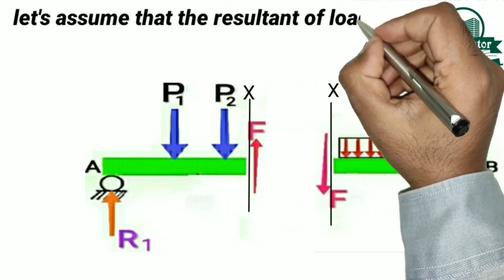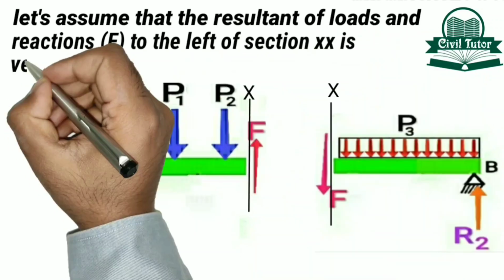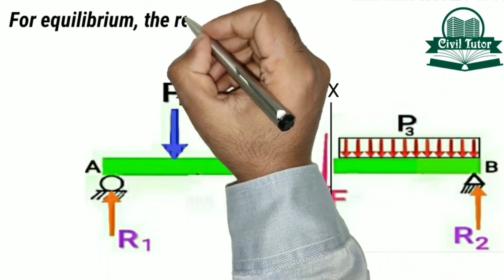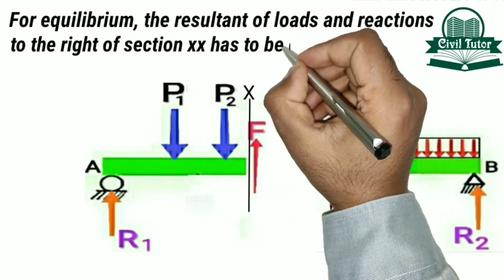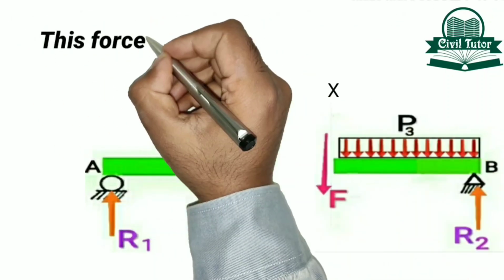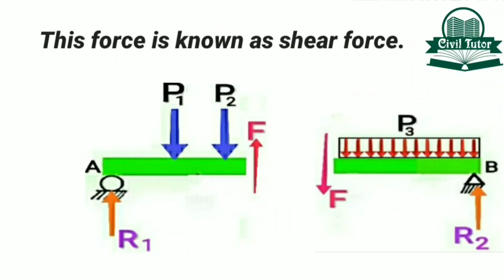Let's assume that the resultant of loads and reactions to the left of this section XX is vertically upwards and equal to this capital F. For equilibrium of this section, the resultant of loads and reactions to the right of the section XX has to be equal to capital F, but vertically downwards. This force is known as shear force.